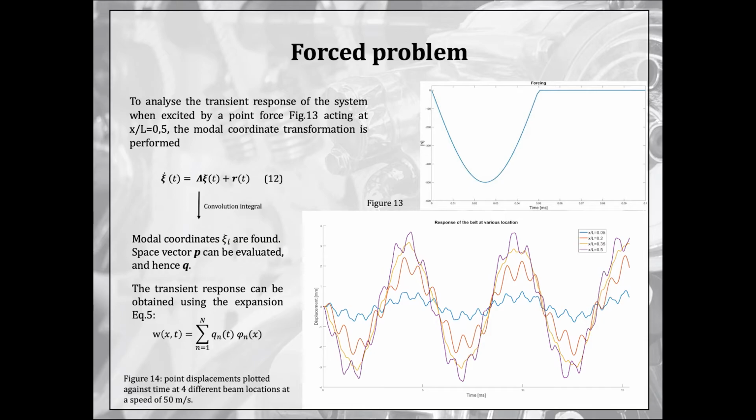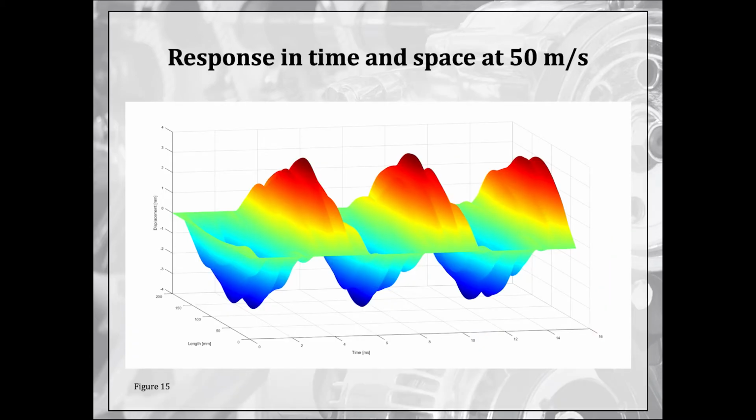The response is shown here for various locations along the belt when excited by the point force with the axial velocity of 50 meters per second. So that's in the graph in the bottom right there. Here we have a 3D plot of displacement, length and time of the transient response at the belt axial speed of 50 meters per second.